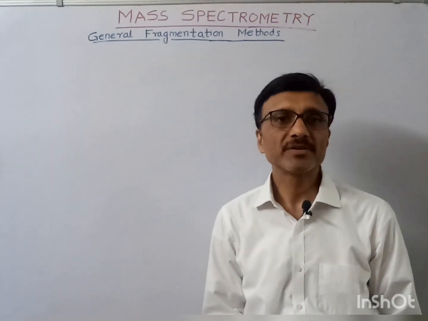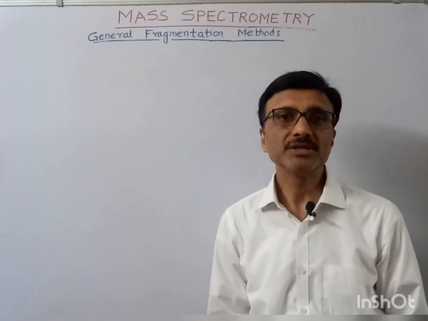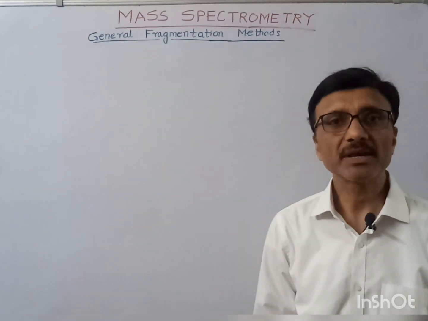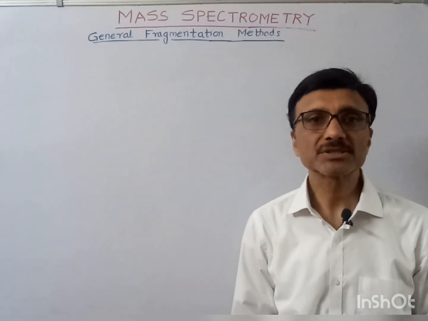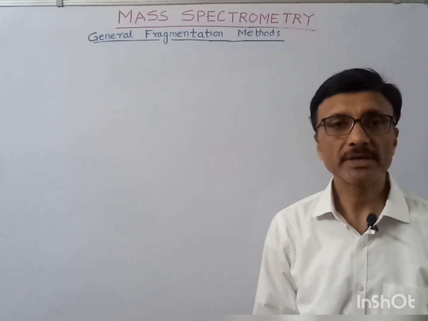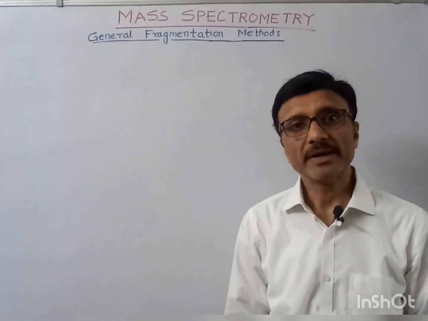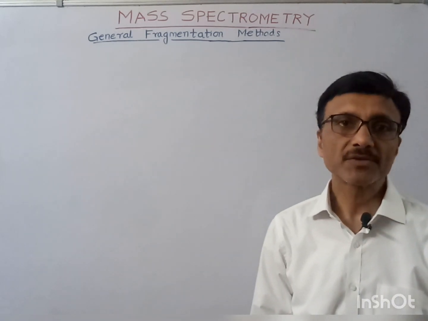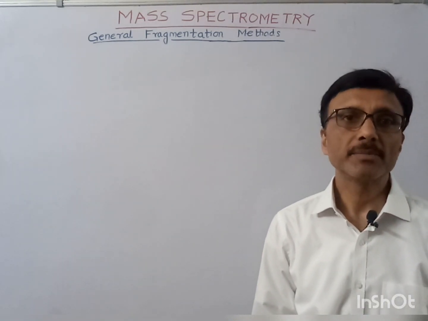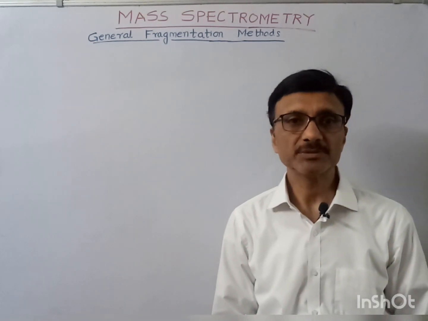In the mass spectrometry series, today I will explain the general fragmentation methods in the molecular ion. In my previous lecture I already discussed the alpha cleavage, which is called the homolytic cleavage, then inductive cleavage or heterolytic cleavage, and also the McLafferty rearrangement and McLafferty +1 rearrangement.